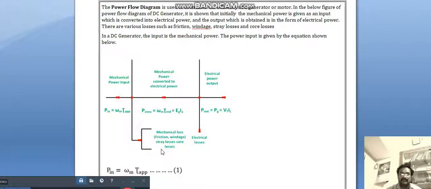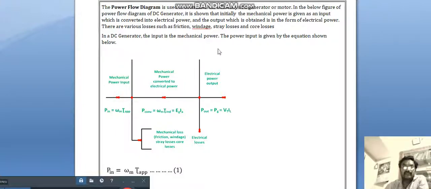Some losses: mechanical losses, friction, windage losses, stray losses, core losses, and electrical losses, copper loss and iron loss. These losses will be common for motor as well as generator. In the case of a motor, electrical power is the input and it is converted to mechanical power, and the output will be mechanical power.